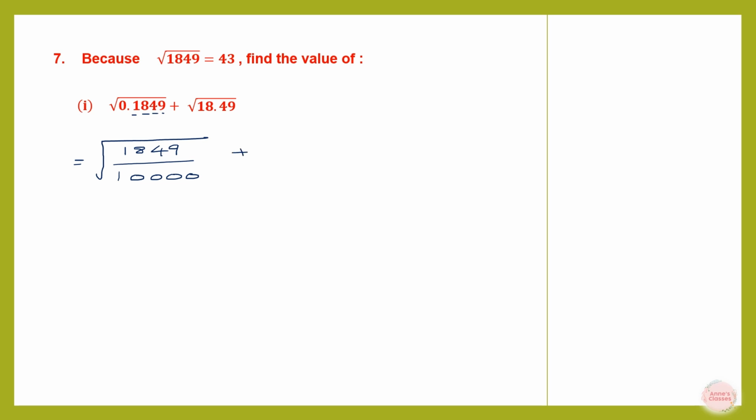Now here also we do the same thing. So here we say square root of again 1849. We've removed the decimal point. We are going to write 1 followed by 1, 2 zeros.